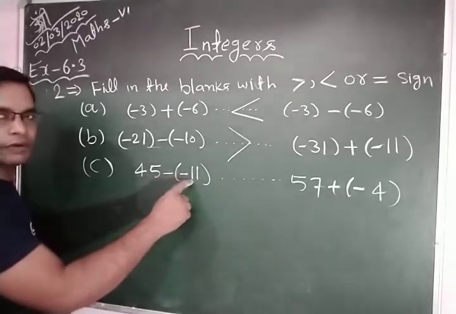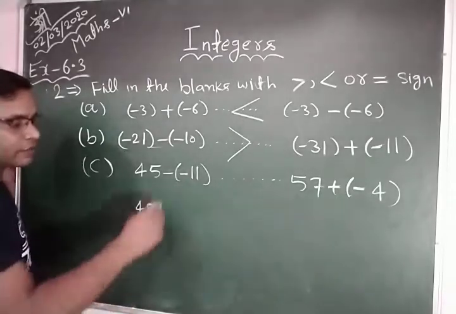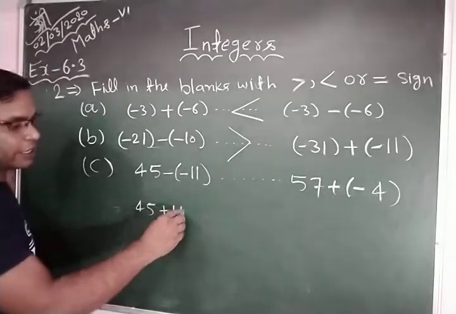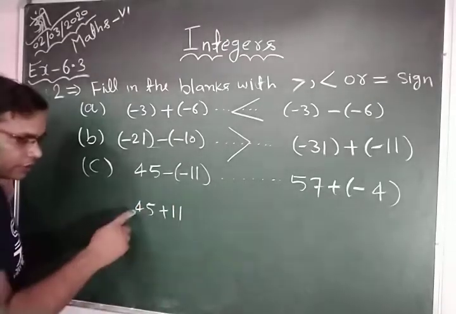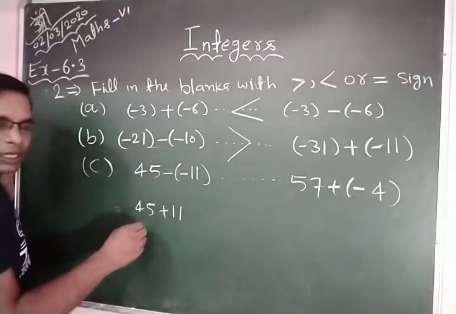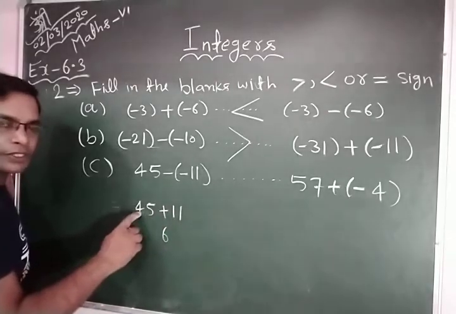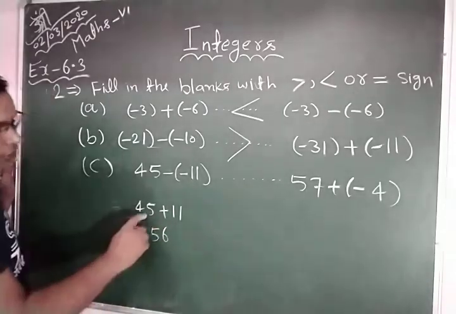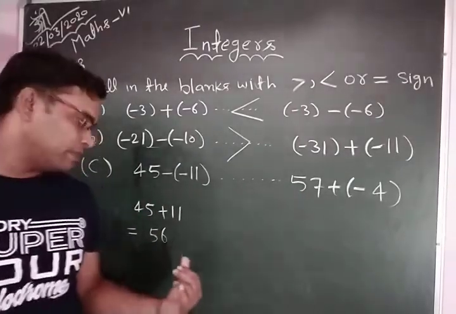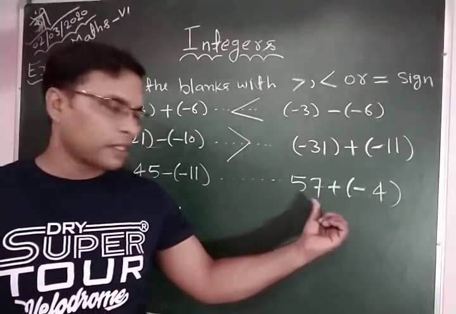So we write 45 as it is. Okay, and minus minus is plus, and we write 11 as it is. So you can see 45 plus 11. 1 plus 5 is 6, 1 plus 4 is 5. So 45 plus 11 is equal to 56. Inside we obtain 56.